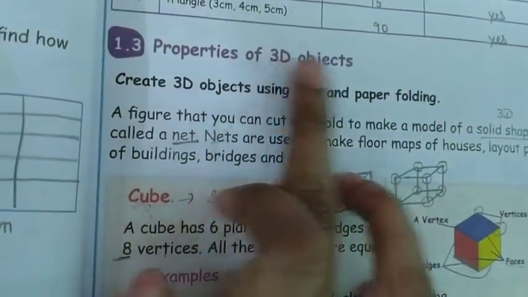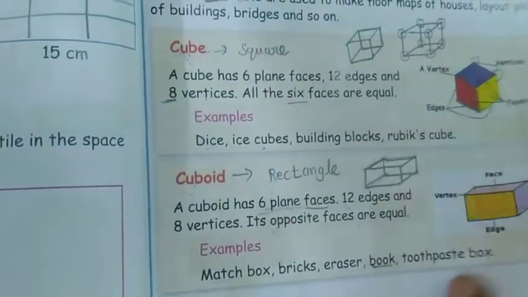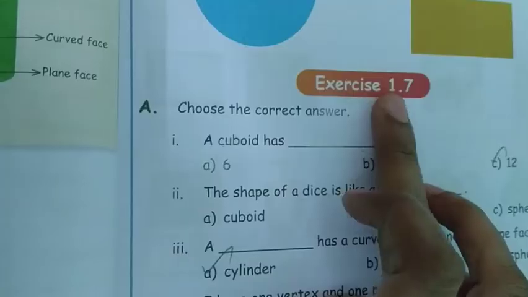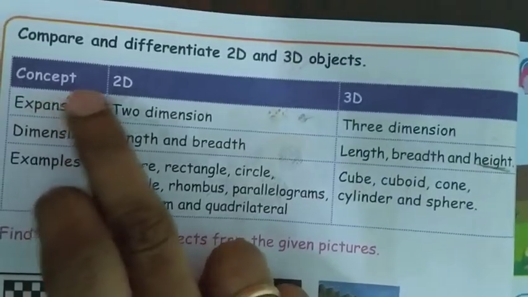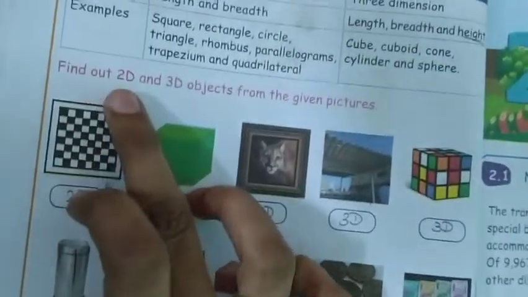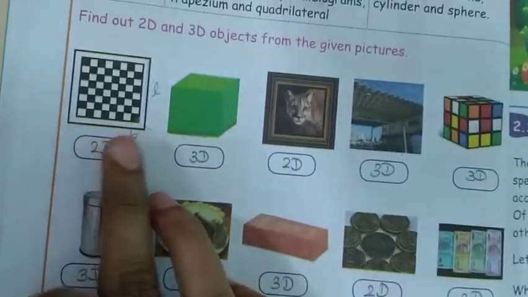And then we see the properties of 3D shapes. What are the 3D shapes? They are cube, cuboid, sphere, cone, cylinder. And then exercise 1.7. Here it gives the difference between 2D and 3D shapes, and we find out 2D and 3D objects from the given pictures. Up to this, the first unit is over.